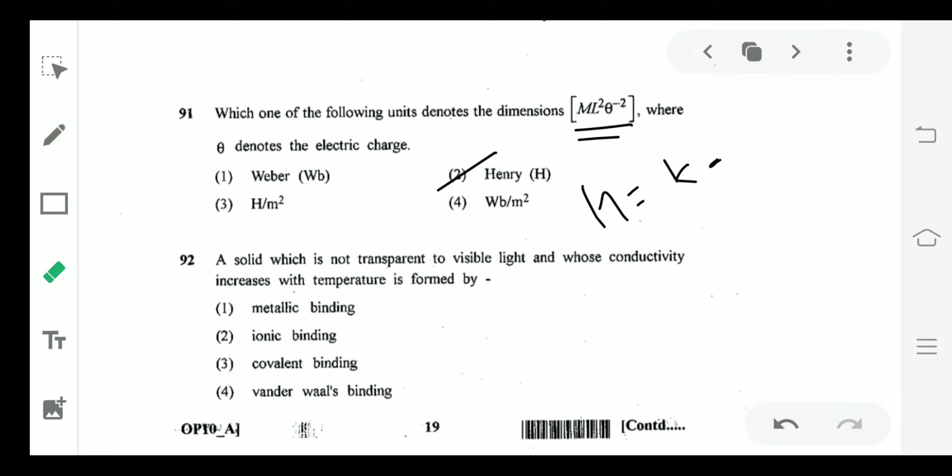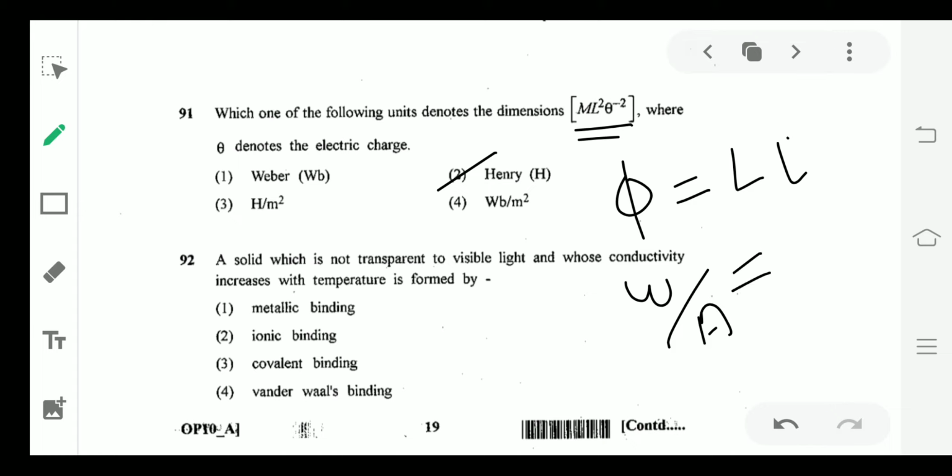And inductance is also written in terms of Weber, which is magnetic flux. Here phi, Weber, is the SI unit of magnetic flux. So Weber per ampere is also a unit related to inductance. 1 Henry is also equal to 1 Weber per ampere.